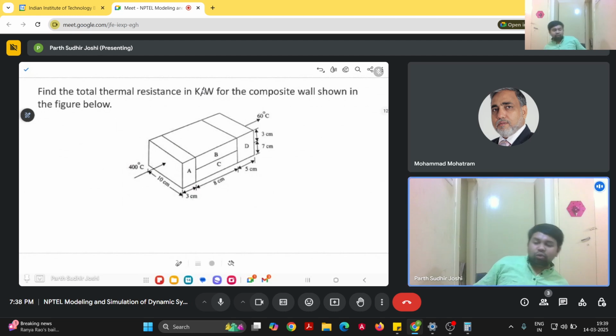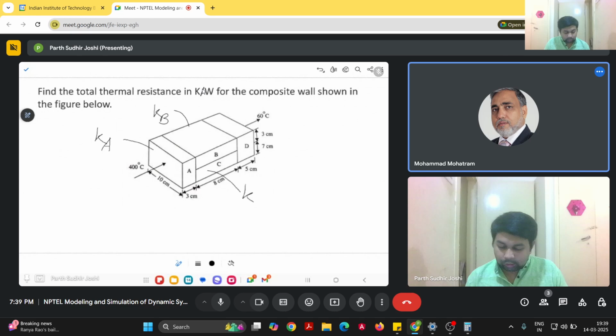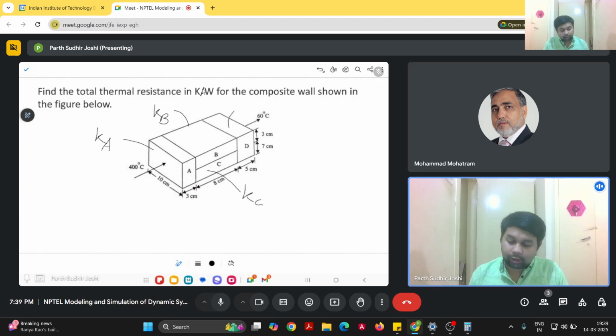To find the numerical value of the total thermal resistance, we need the specific values of the thermal conductivity of each material. I think it's not given here, but let us assume the thermal conductivities of each material. Let us say we will assume them as Ka, Kb, Kc, and Kd.